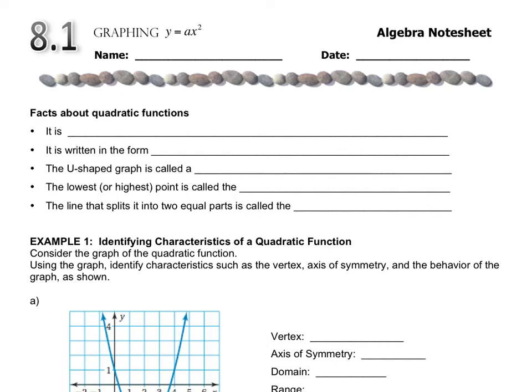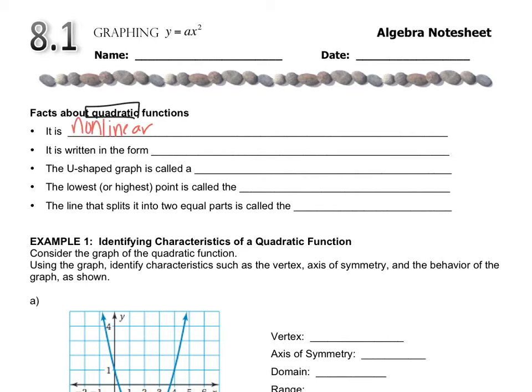In the polynomials chapter, we looked at all different types of polynomials with all different exponents. In this chapter, we look at a very specific type of polynomial called a quadratic. And there are a couple of fun facts about quadratics. The first is that it's nonlinear.